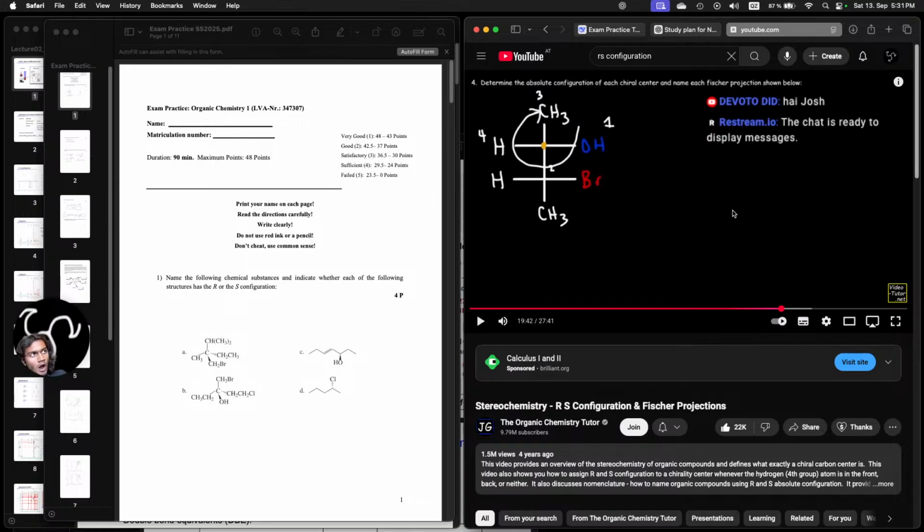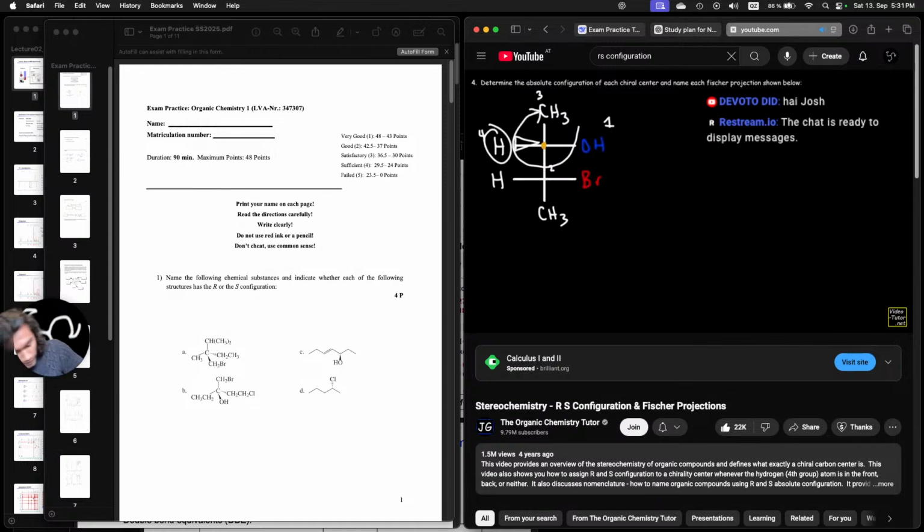Oxygen, this would be 2, that would be 3, and this would be 4. So it's going to go like this. So it's clockwise, R configuration. So that's R, but remember H, when it's in the horizontal part, it's like being on the solid wedge. H is in the front, so we have to reverse it. So we're going to get S.